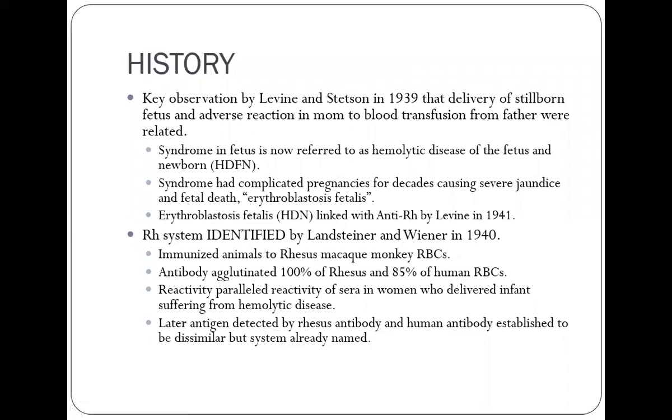Okay, so the discovery of the RH blood group system, as with many other blood group systems, followed the investigation of an adverse transfusion reaction, or in this case, hemolytic disease of the fetus and newborn. Key observations were made by 2 researchers, Levine and Stetson, in 1939. They noticed that after the delivery of a stillborn fetus, there was an adverse reaction in the mom to blood transfusions that she then received from the father. Again, remember, things were not regulated back in 1939, so they just took the blood from the father and gave it to the mom. But what they noticed was that she was having a reaction.